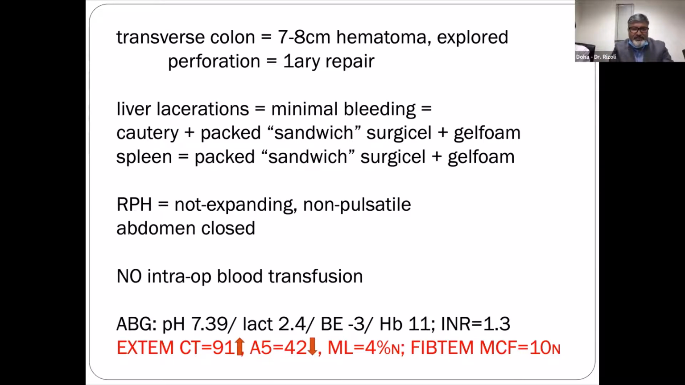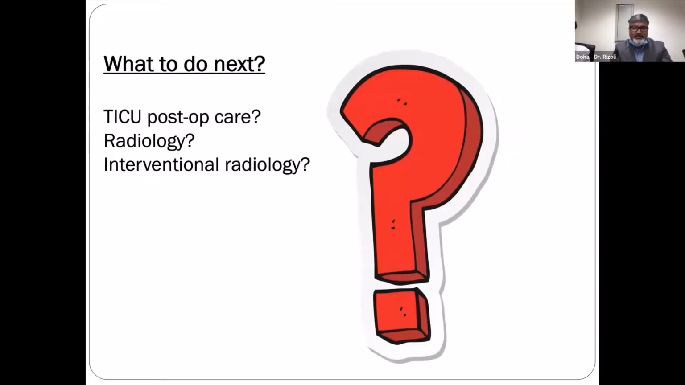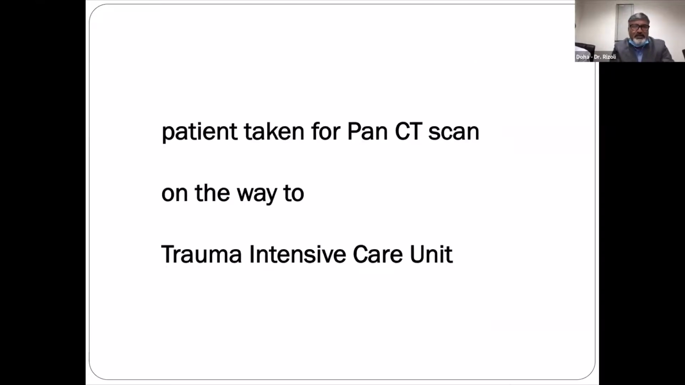So after finishing the surgery, we decided to close the abdomen primarily, and then the decision was either to shift the patient to the TICU for post-op care or complete the CT scan, which we never did, and IR probably, depending on the radiology. So we decided to take the patient for a pan-CT scan on the way to the trauma intensive care unit.